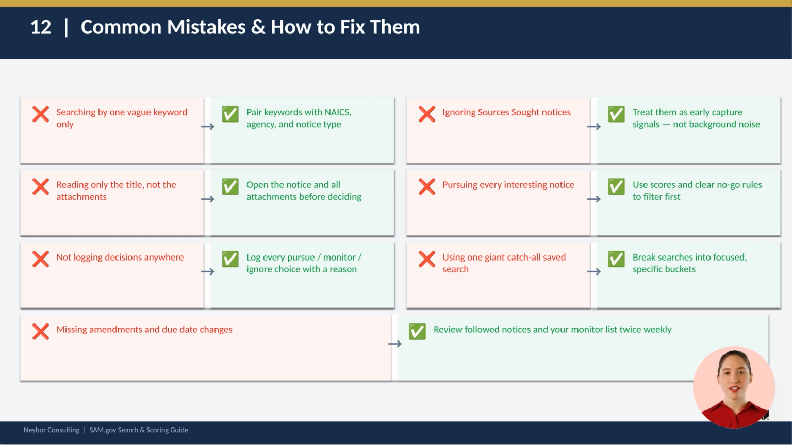Pursue everything. Fix it by using your scoring model and clear no-go rules. Skip logging. Fix it by recording every decision. Use one giant search. Fix it by building focused search buckets. Miss amendments. Fix it by reviewing your monitor list twice a week.